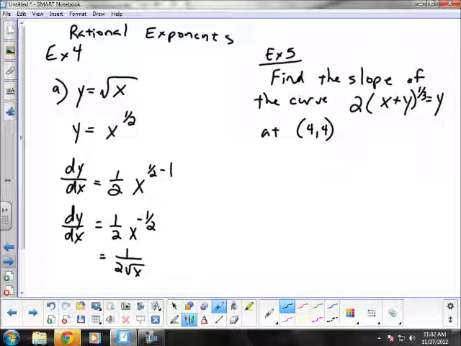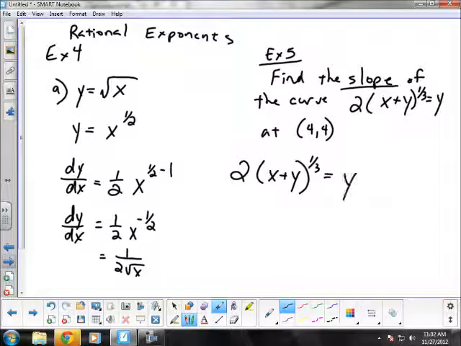I can't separate the y's out, right? So I just got to start where it gave me. I do understand that since it asks for the slope of the curve, what do I have to do? Find the derivative. So I'm going to write my equation back down, or the equation of my curve, and I'm going to take the derivative of this thing.